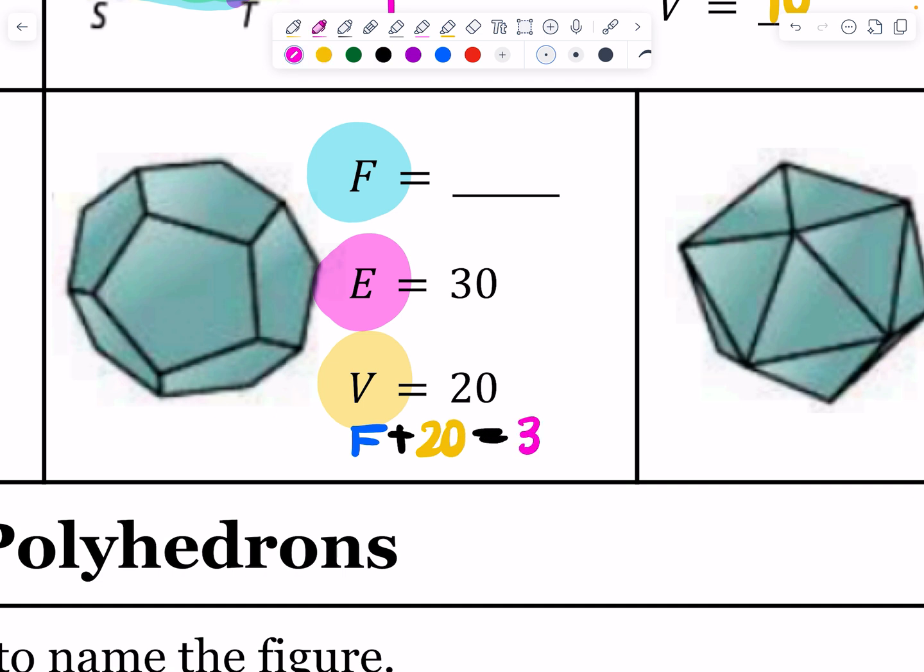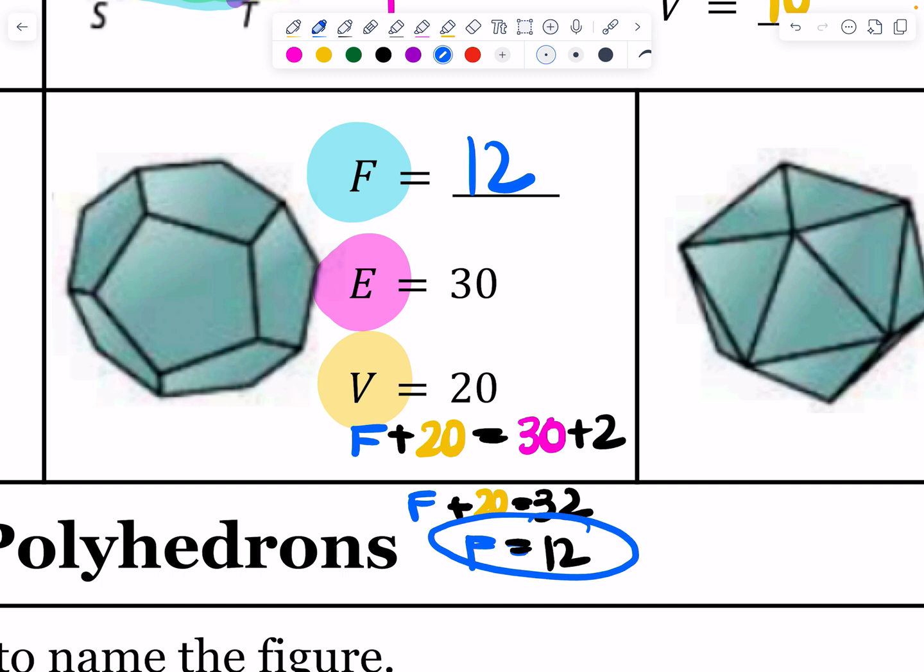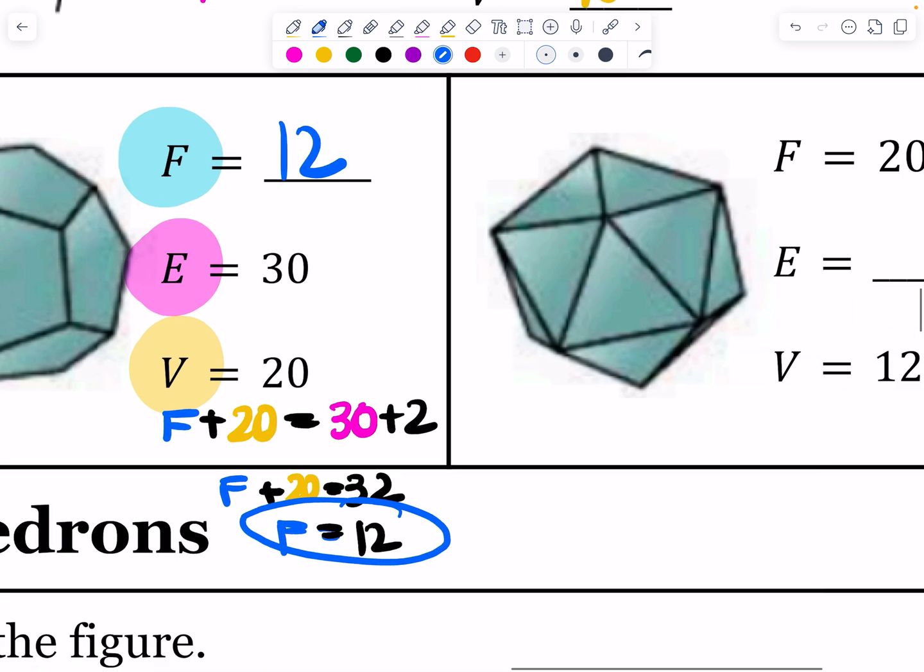So E will be 30, and I get to add 2 to that. Y'all, what is 30 plus 2? That is 32. So I know that F plus 20 should be equal to 32. And so how do I get the 20 to the other side to solve for the number of faces? My number of faces is going to be 32 minus 20. What is 32 minus 20? That is going to give me 12. So even though I do not have it pictured, I can use the formula to find the number of faces. There would be 12 faces on this polyhedron.